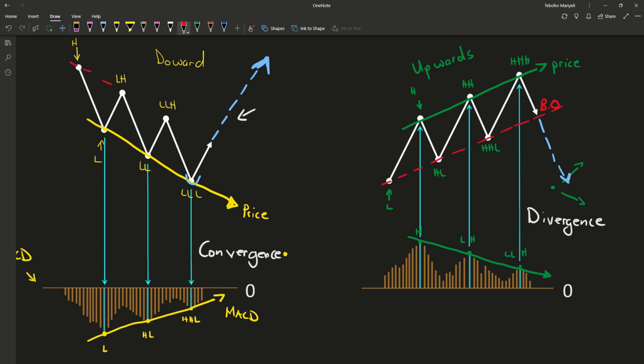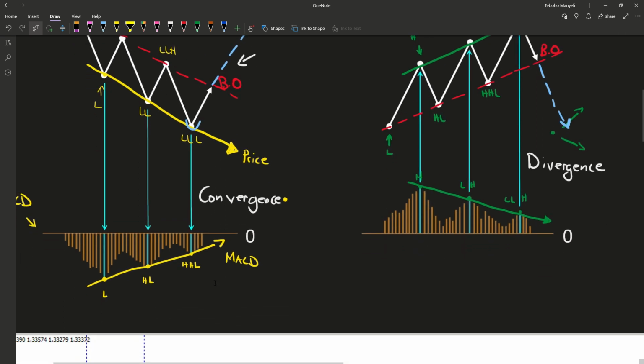If we connect the highs in a downward trend, we expect that because of convergence, the market will then break out here and start creating an upward trend from there. So we literally use convergence and divergence to predict when the market is about to change direction from a downward moving trend to an upward, or from an upward moving trend to a downward moving trend. So let's look at an example down here.